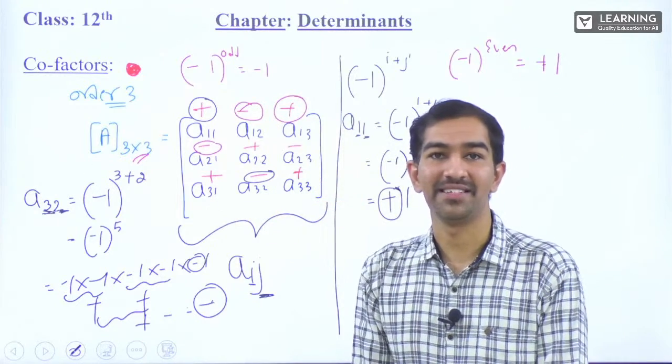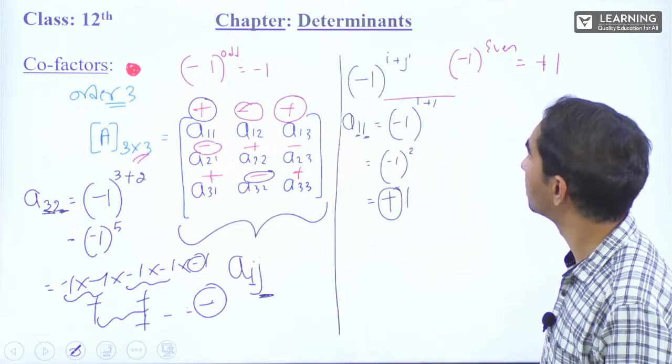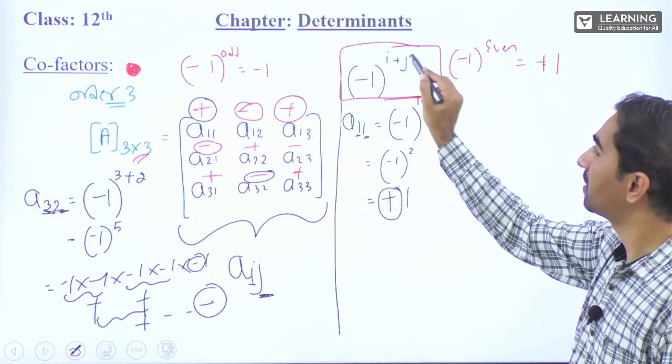Understood what is cofactors? How do we find out the cofactors of any element? So this is the formula to be remembered. Minus 1 whole to the power of i plus j.